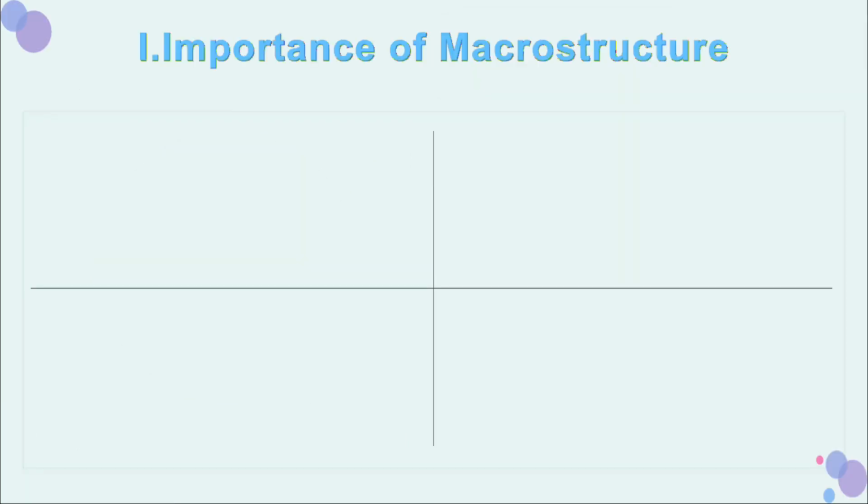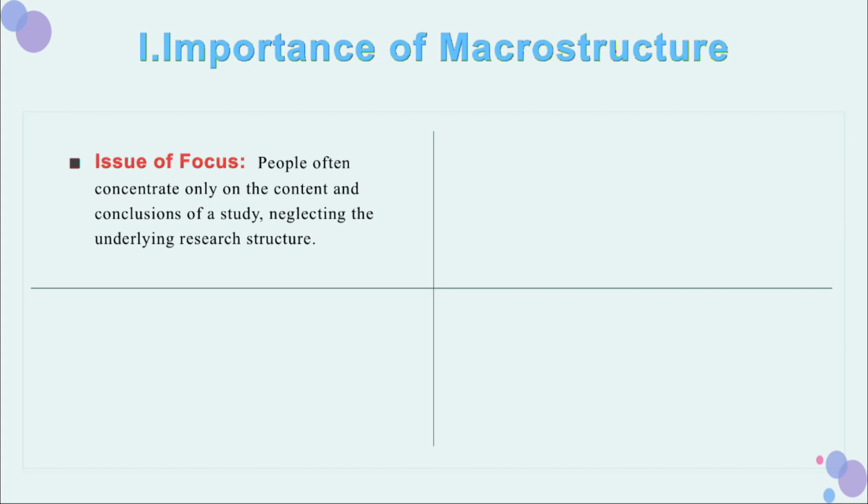1. Importance of microstructure. Why is the skill of understanding microstructure important in research? First, let's talk about a common problem, the issue of focus. When reading a paper, people often concentrate only on the content and conclusion of a study, neglecting the underlying research structure. They often forget to look at the structure, which is the backbone of the study.